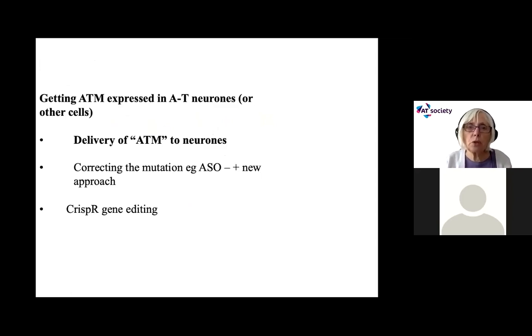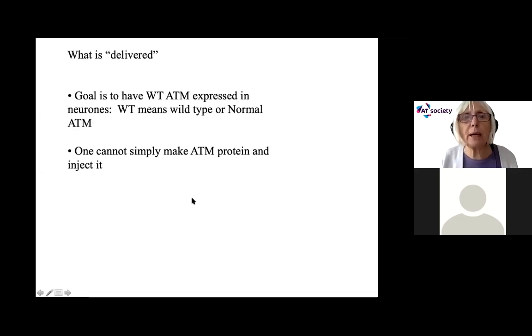Okay, so there are some of the more research aspects. What I'm going to talk to you about now is some approaches to try and get that ATM protein expressed in ATM neurons. So what we call delivery of ATM to neurons. And then I'll come to other approaches that all fall into this general category. So what do we mean by delivery? Basically, what we want to do is have that wild type ATM, remember I called it the worker molecule, the protein, doing the job in neurons. And wild type means the normal ATM protein.